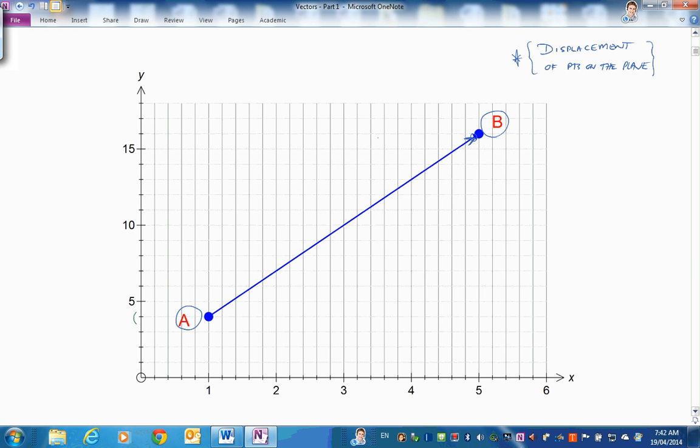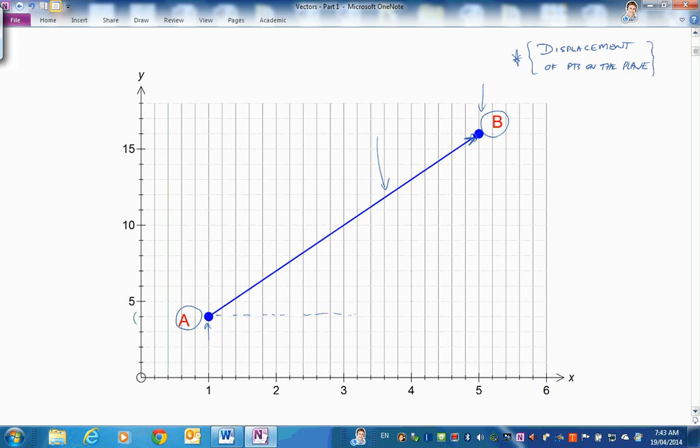So this line AB going from A to B represents the displacement of the point A starting here and moving it to B. Well, how would you describe that? Can we analyse it? Well, it consists of two parts, doesn't it?